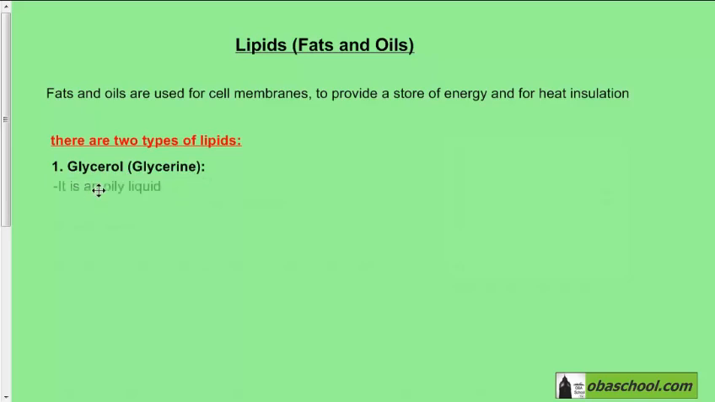So there are two types of lipids. The first one is glycerol or glycerine. It is an oily liquid. It contains the oils, and it is used in many types of cosmetics. The second type is the fatty acids.